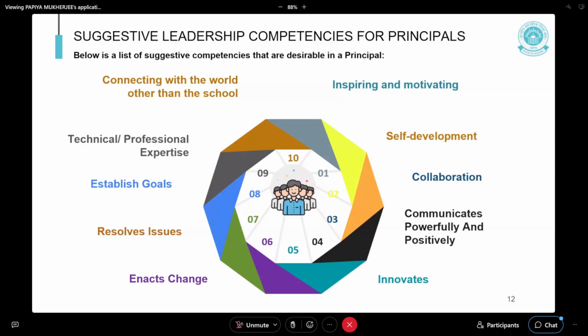This is a suggestive list of competencies that are desirable in a principal. As a principal, you need to connect with the world other than the school, inspire and motivate others, collaborate, communicate powerfully and positively, innovate, enact change, resolve conflict, and establish goals. You ought to have technical and professional expertise.